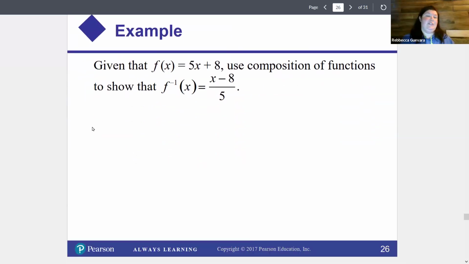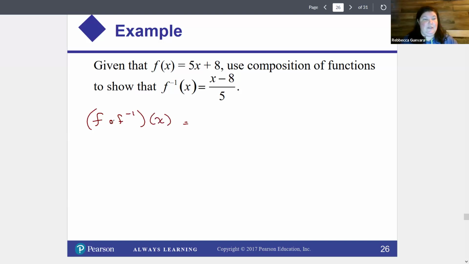So if I give us the function f is 5x plus 8, the inverse function would be x minus 8 over 5. If we wanted to show that in fact they are inverses, we would just have to do a composition. And it actually doesn't matter which composition you do, because either way it's going to work.